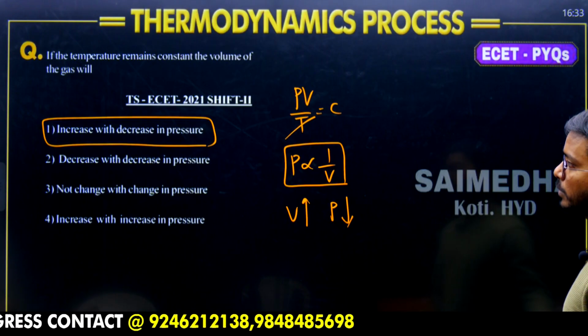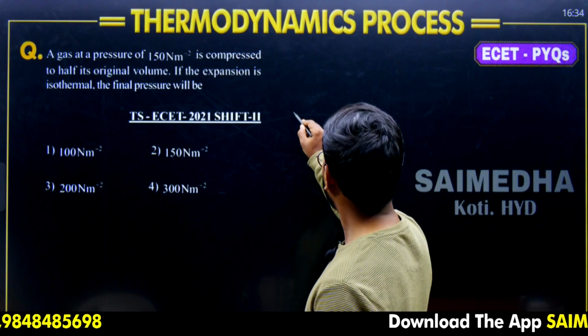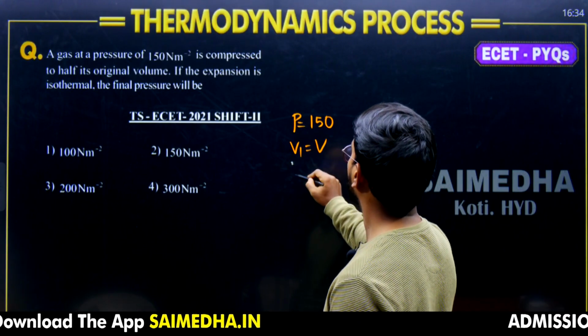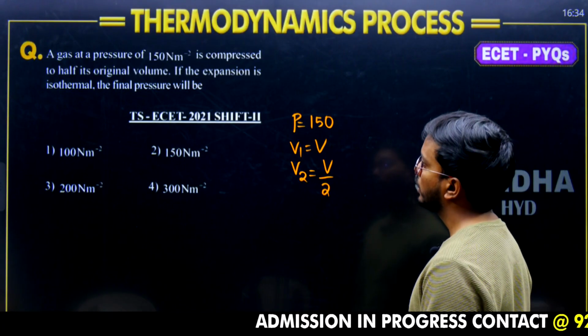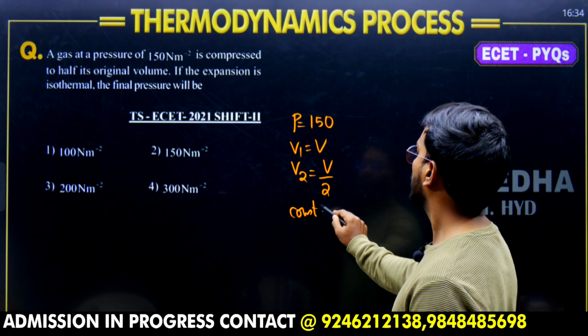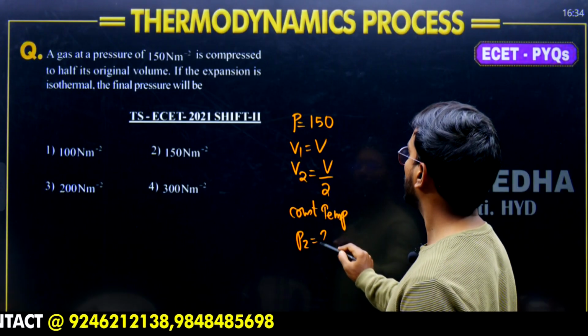Moving on to question number 10. A gas at a pressure P equal to 150 is compressed to half of its volume, that means V1 is equal to V, V2 is equal to V by 2, half of the volume. If the expansion is isothermal, constant temperature, the final pressure P2 is equal to what?